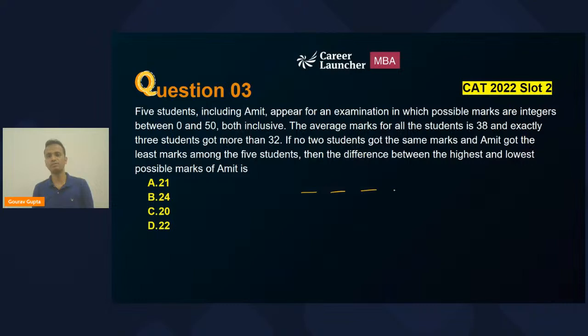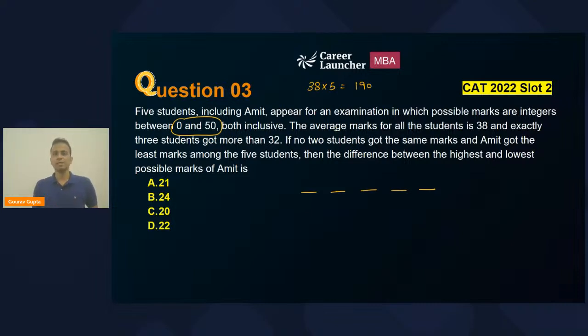So 1, 2, 3, 4, 5. Now let's first of all understand all the possible conditions which are given here. 5 students, including Amit, appear for examination. Possible marks are integers from 0 to 50. Both inclusive is mentioned, so marks can be 0, marks can be 50 as well, and they should be integers. The average marks for all the students is 38. So the average will be used to calculate the sum of the marks. 38 multiplied by 5 is 190. So 190 will be the sum of the marks.